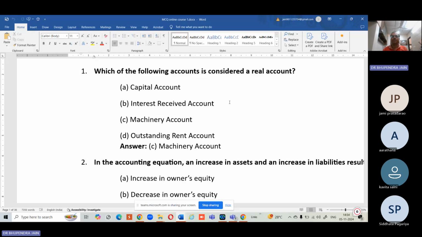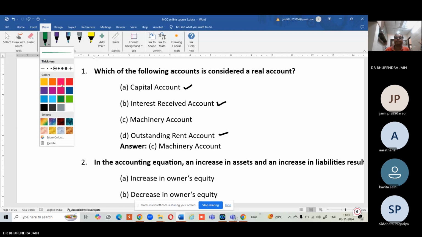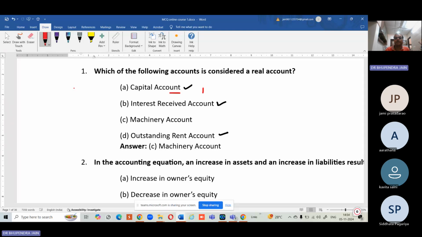Tangible real means plant, machinery, furniture, building, laptop, computer, all are tangible. Intangible means which cannot be touched, which cannot be seen, which cannot be measured. So goodwill, patent right, copyright. Which of the following is considered as the real account? So capital is not real, interest received is not real, outstanding rent is not real, only the machinery account is a real account. Clear? Capital account is a personal account. Interest received is a nominal account. Machinery is the real account, and outstanding rent account is a personal account, called the representative personal account. So the correct answer is C, machinery account.